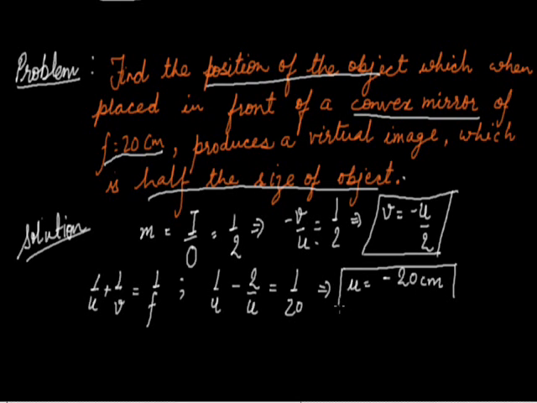So by using the mirror formula and the magnification formula, we get the object distance which is equivalent to 20 centimeter.